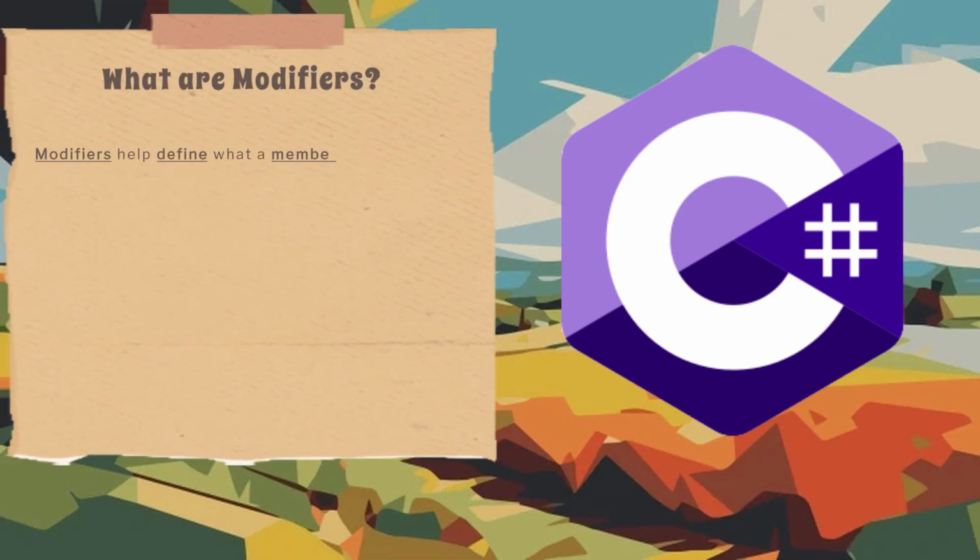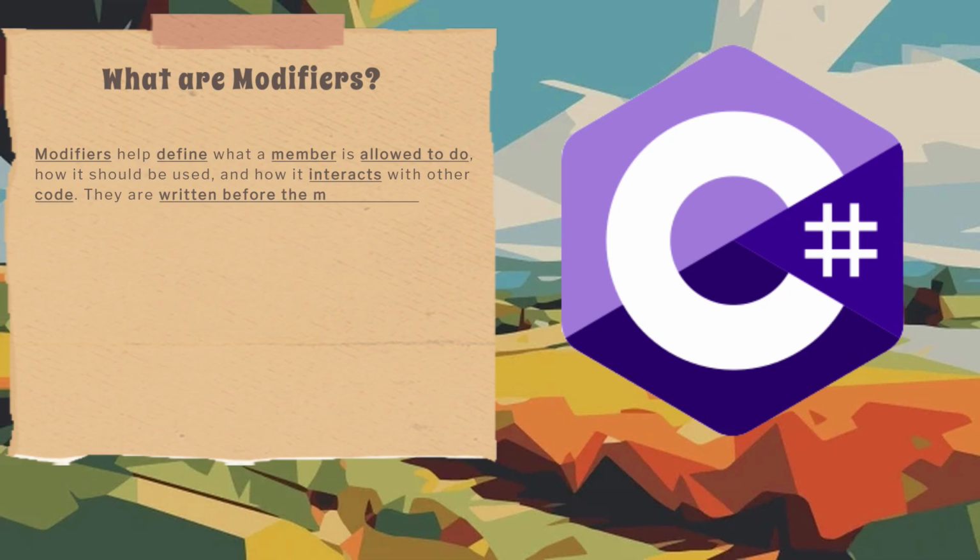Modifiers help define what a member is allowed to do, how it should be used, and how it interacts with other code. They are written before the member type or name, and are commonly used in class definitions, method declarations, and variable declarations.